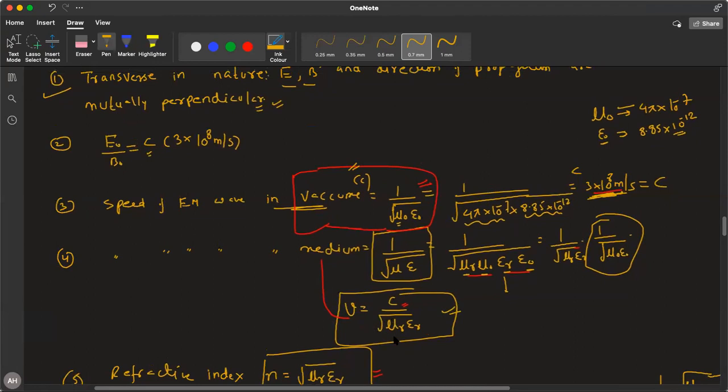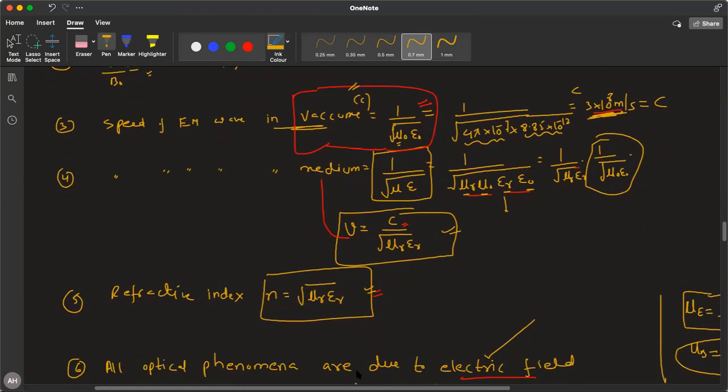And this term, root over mu r epsilon r, is known as the refractive index. This is the definition of refractive index: the root of the product of relative permittivity and relative permeability is known as the refractive index.